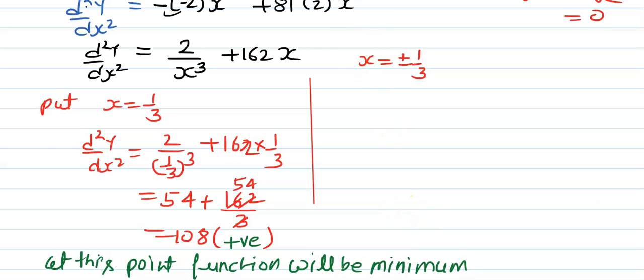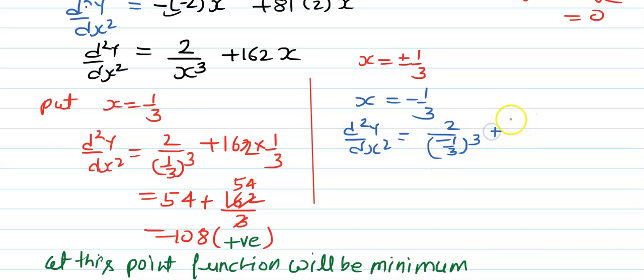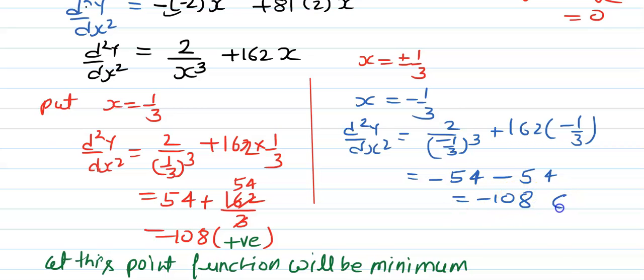Now we are going to put x equal to minus 1 over 3 here. Let's see what is happening. d2y over dx2 will be 2 times minus 1 over 3 to the power 3, plus 162 times minus 1 over 3. So it will be minus 54 and minus 54, that is minus 108. So here it is negative. It means at this point the function will be maximum.